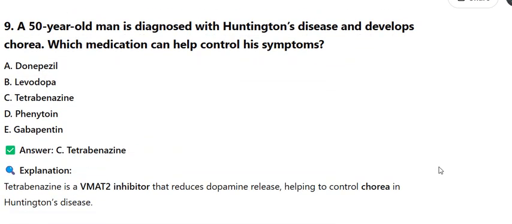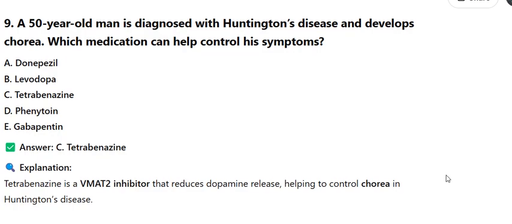9. A 50-year-old man is diagnosed with Huntington's disease and develops chorea. Which medication can help control his symptoms? A. Donepezil. B. Levodopa. C. Tetrabenazine. D. Phenytoin. E. Gabapentin. Answer C. Tetrabenazine. Explanation: Tetrabenazine is a VMAT2 inhibitor that reduces dopamine release, helping to control chorea in Huntington's disease.